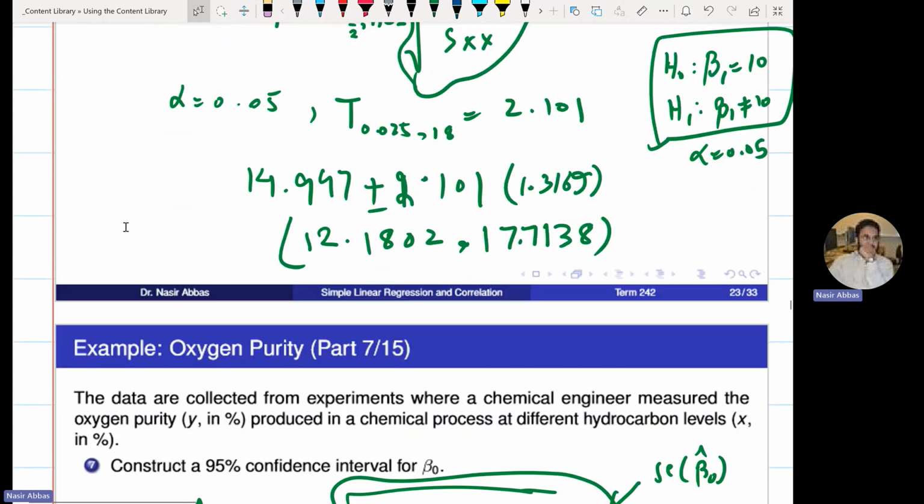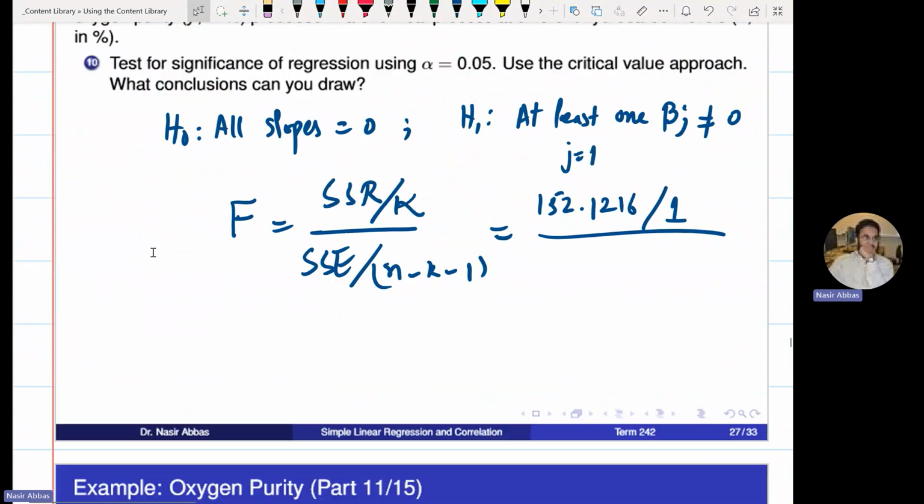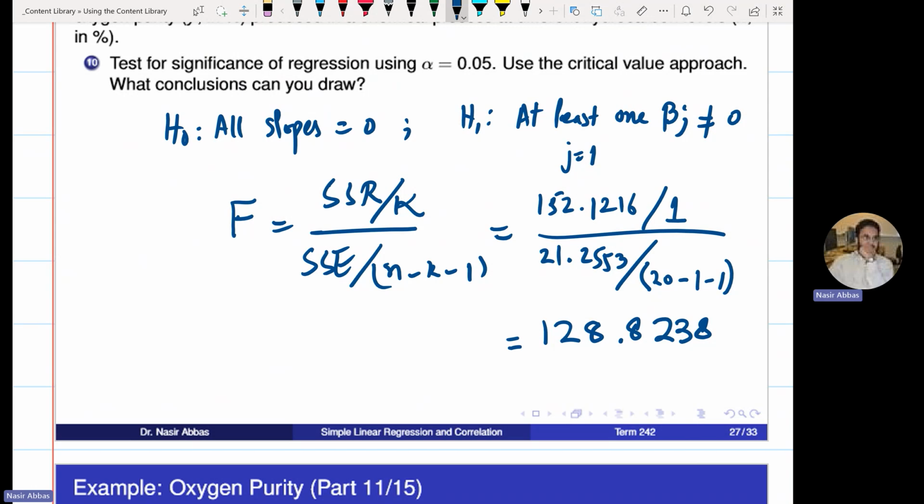We found SSE in the same slide. 21.2553 divided by, what is the sample size? 20. How many features? 1, minus 1 from the formula. You plug everything in, you get the value of F to be 128.8238. Now, F table is an extended version of T table.